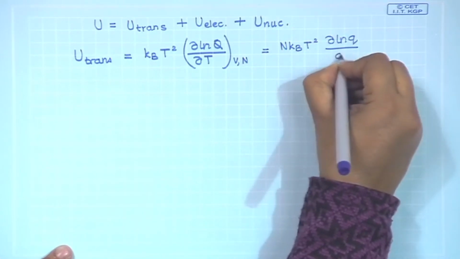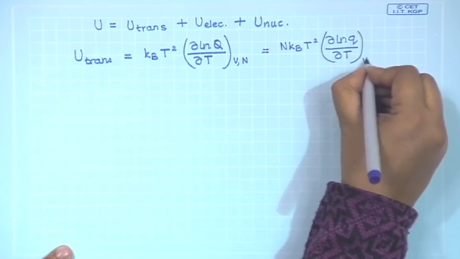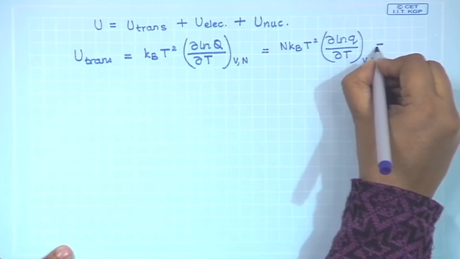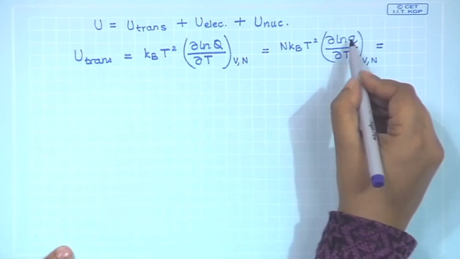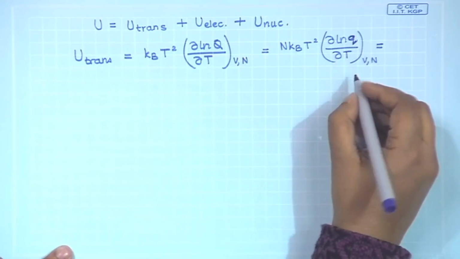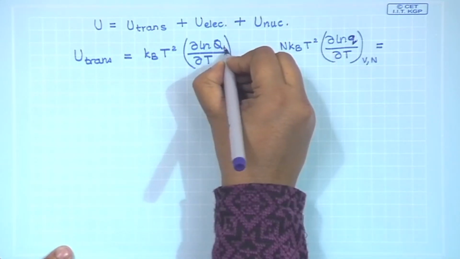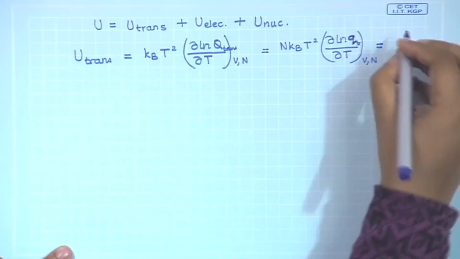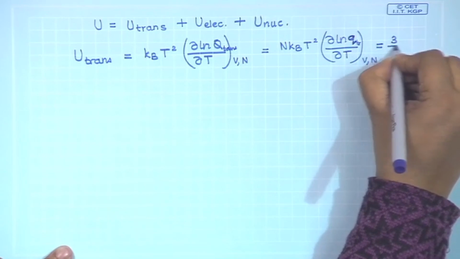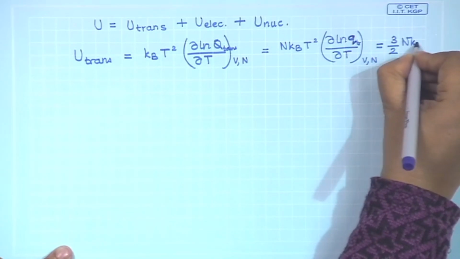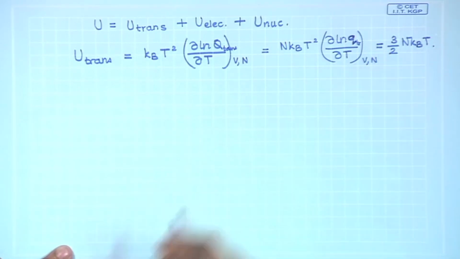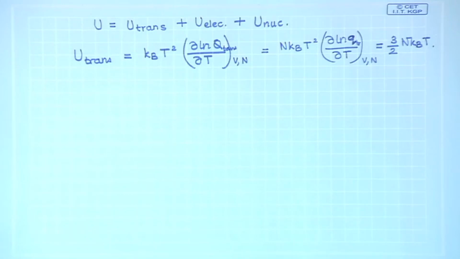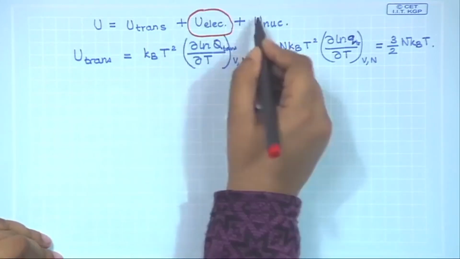small q del T at constant V and N, and I have been able to show, using the explicit temperature dependence of this small q term because of translation, that this is 3 by 2 N k_B T. So, this is the result that we get from the equipartition theorem, but we also have some other terms appearing here.